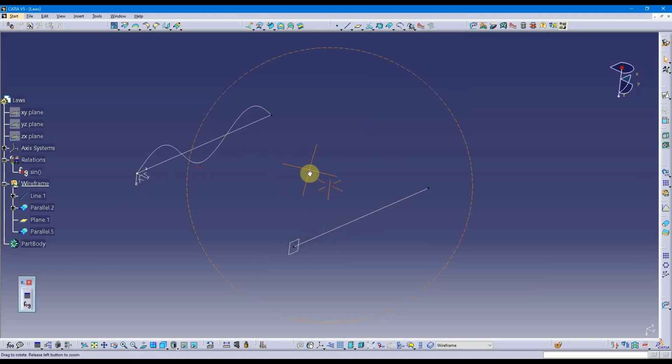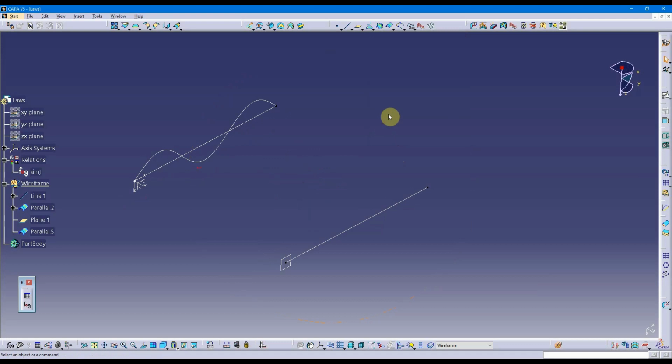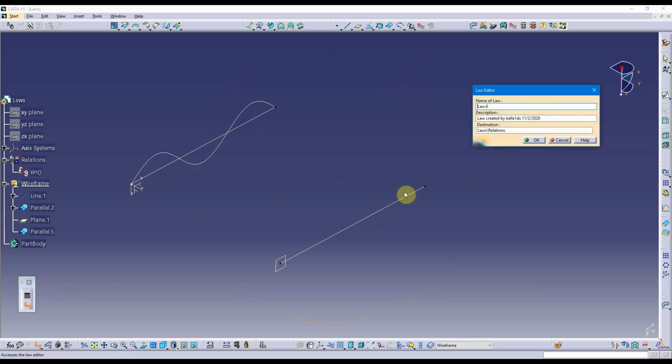So let's do the cosine next. The cosine will be an amplitude of 10 over 2 revolutions. It's going to be a negative cosine function. So I'm going to go to my law tool, and I'll call this negative cosine.